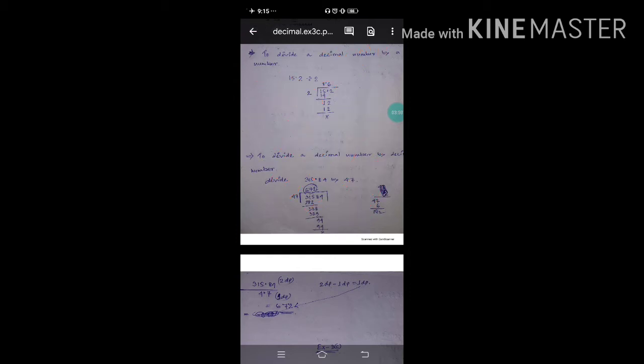Okay, so now what is your final question? Now we have got 3158.4 divided by how much? 47. Now this is nothing but dividing a decimal number by a whole number. So this is your decimal number and this is your whole number. So now we can apply the previous method.